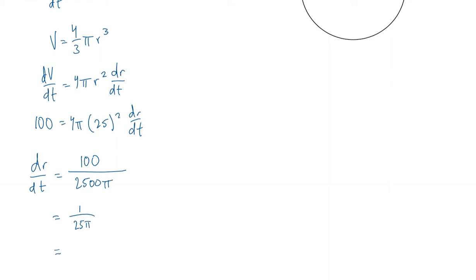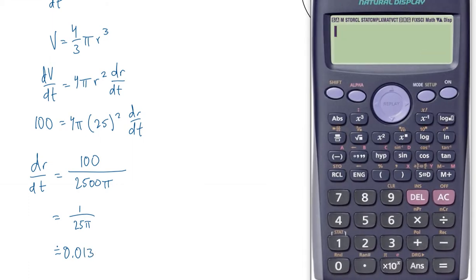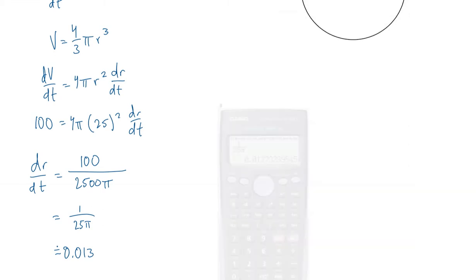And in some circumstances, you might be asked to round. In other circumstances, you might be asked to leave your answer exact. So when it's not stated, I always do both because I think it's good practice. So on my calculator, I do 1 over 25 pi, and I get 0.013. The 2 rounds up to a 3, and that is that. But if you're asked for an exact value, then it would have to be fully reduced, and in this case, it's going to be in terms of pi.